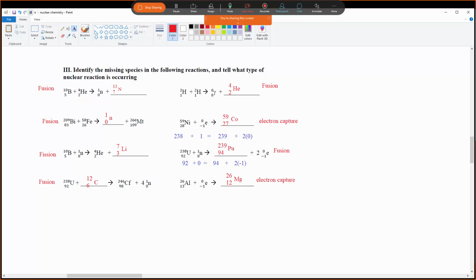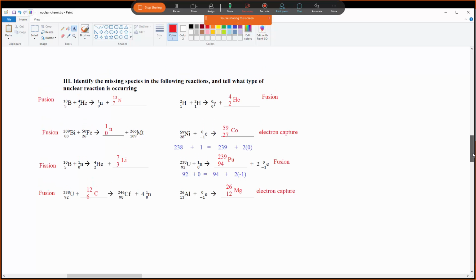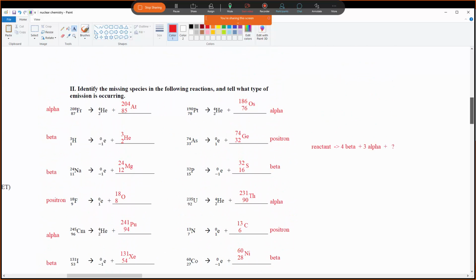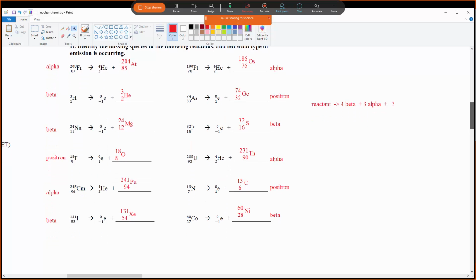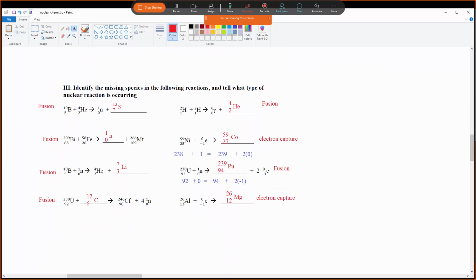All right, how do you feel about those guys? Good. Now here's the thing, and this is what we did last Thursday. Here I had you choose between alpha, beta, and positron. Here I'm having you choose between fusion, fission, and electron capture.